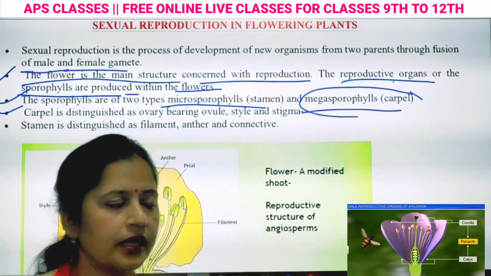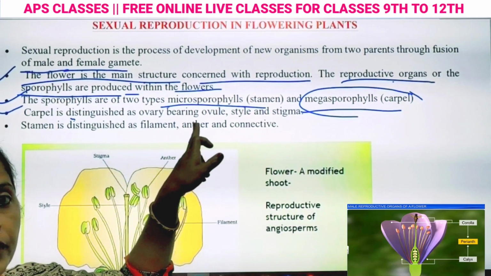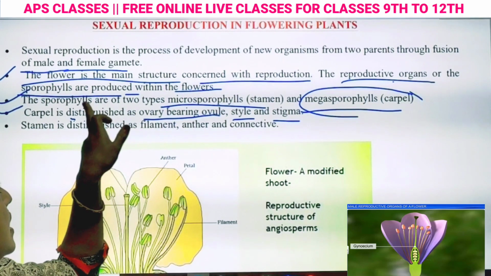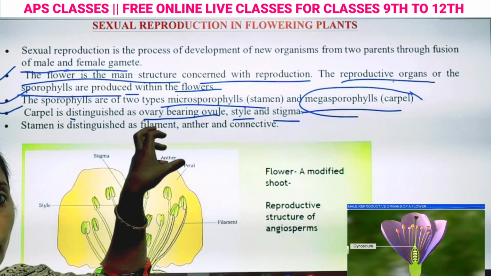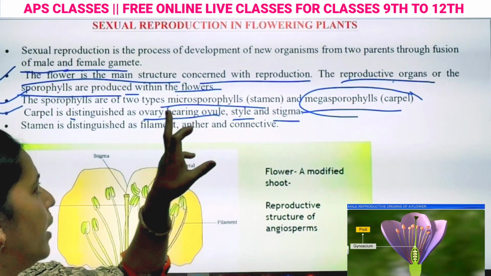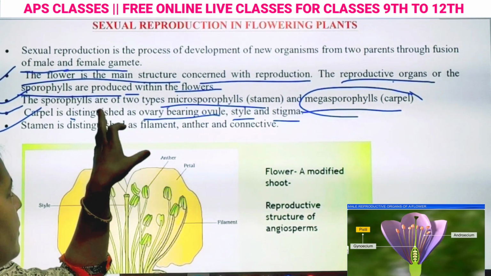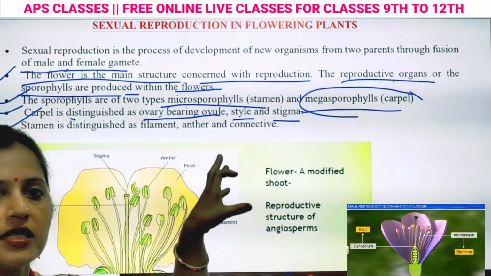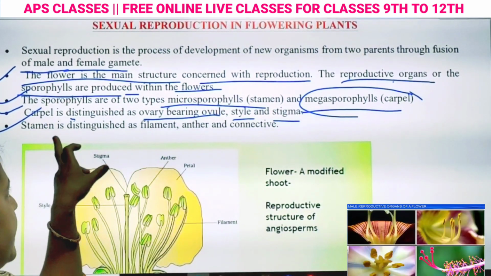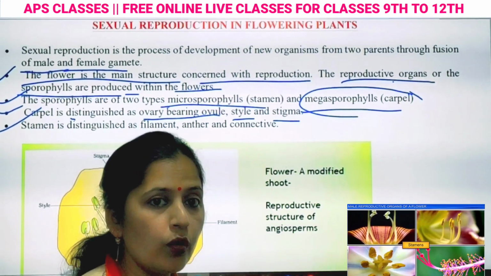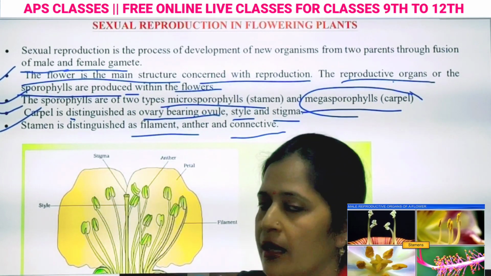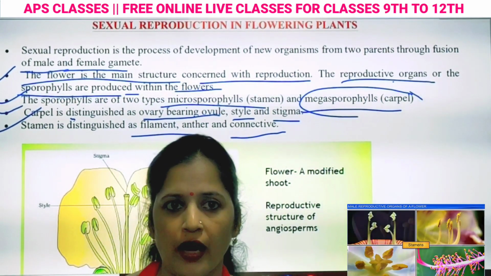Carpel is distinguished, how do we distinguish the carpel? Distinguished as an ovary. Now what is there in the ovary? Ovule, style and stigma. That means carpel is distinguished as ovary, and that ovary is bearing ovule, style and stigma. And next is the stamen, and it is distinguished into filament, anther and connective. So these are the main parts of the reproductive flower.